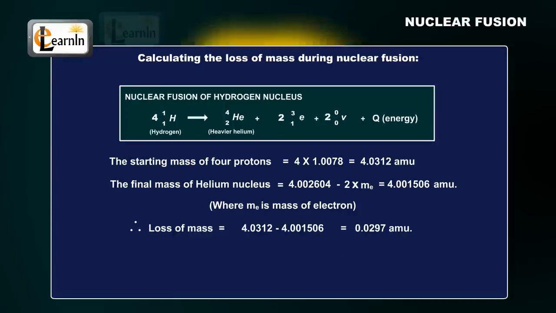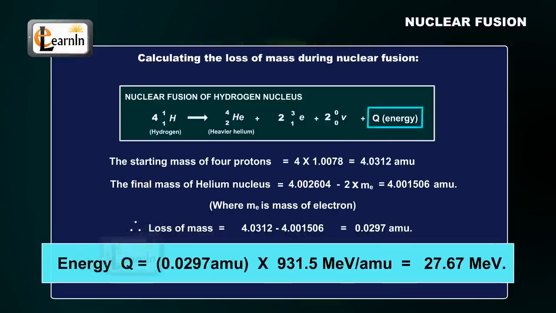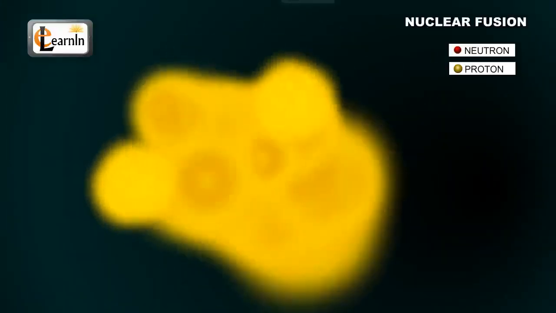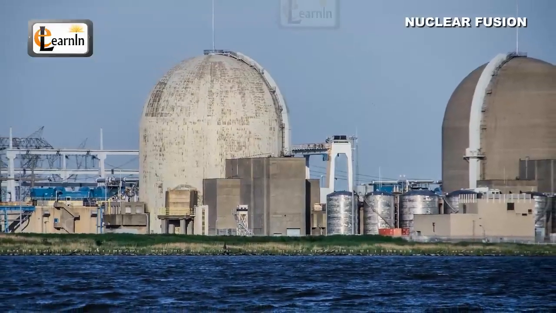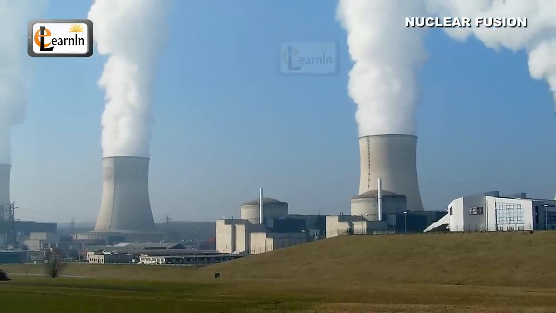Therefore, the loss of mass is 4.0312 minus 4.001506, which is equal to 0.0297 AMU. This is equivalent to the energy given by Q is equal to 0.0297 AMU times 900 mega electron volts per AMU, which is equal to 27.67 mega electron volts. Wow, that is a significant energy release coming from the fusion of the 4 protons. However, in spite of such a substantial amount of energy being released in the nuclear fusion reaction, there are no full-time nuclear reactors built so far for fusion reactions, as it is very hard to control such enormous energy release.